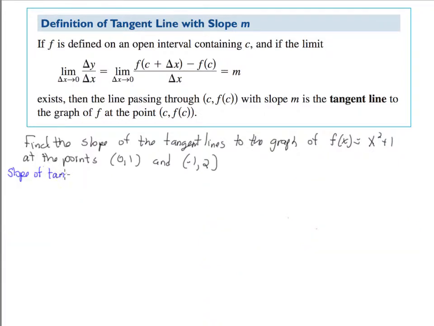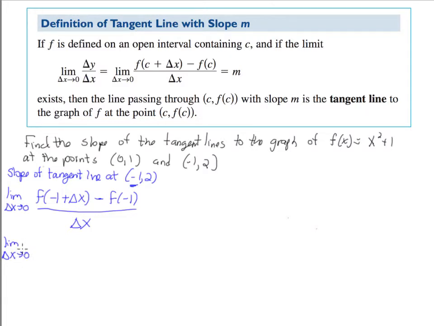So now let's try finding the slope at the point of tangency negative 1, 2. I highly suggest that you pause the video right now and see if you can do it on your own, and then come back and watch how I work it out. Okay, so we're going to use our definition of the slope of the tangent line, replacing c with negative 1.